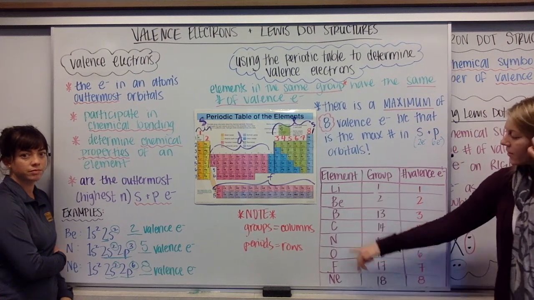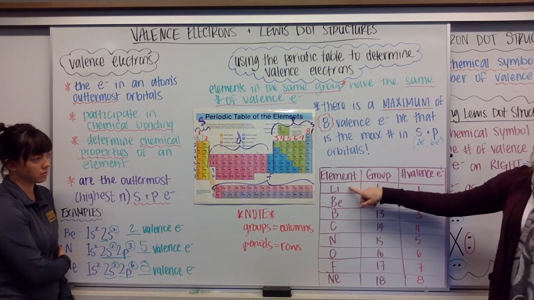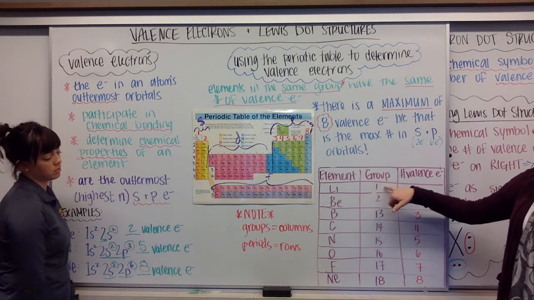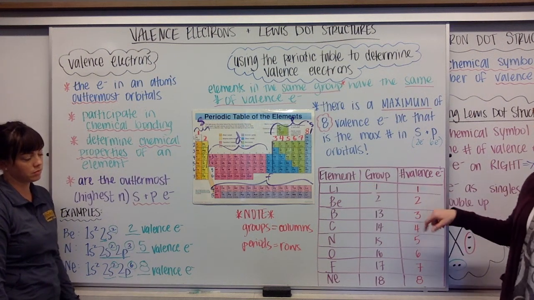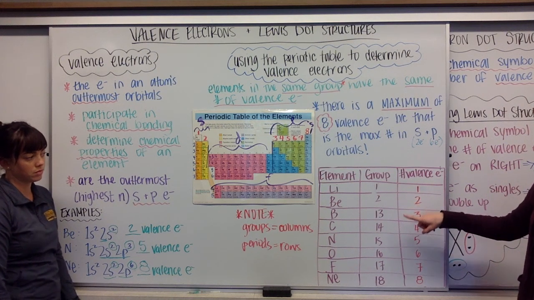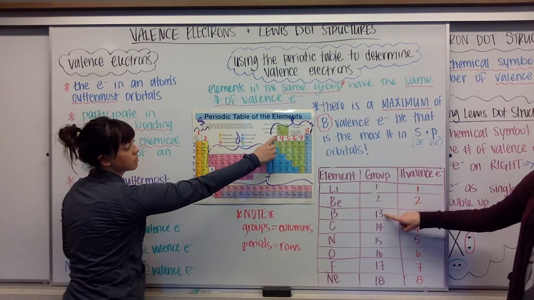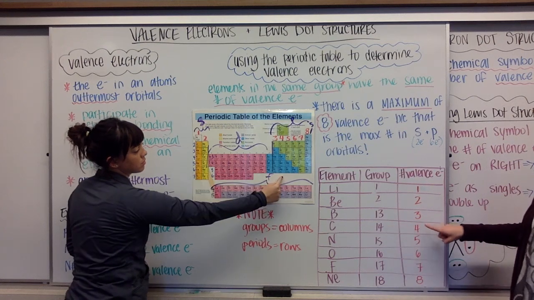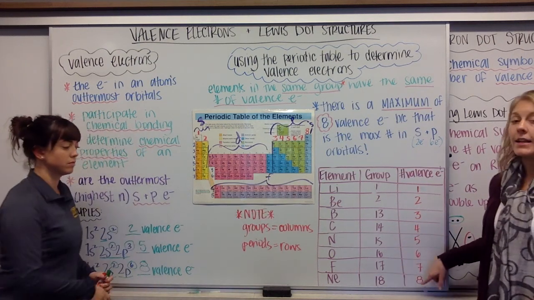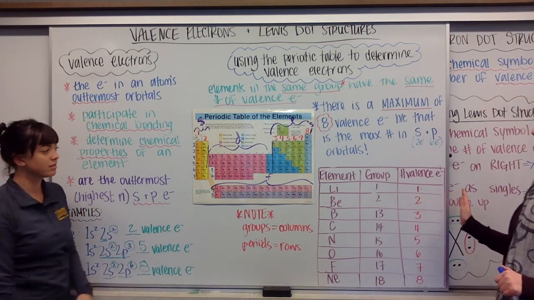We also have a table here that shows you, for each of the elements, what group they're in and the number of valence electrons. So group 1, 1 valence electron. Group 2, 2 valence electrons. And then we jump to 13, which has 3 valence, 14 has 4, 15, 5, 16, 6, 17, 7, and 18, 8 valence electrons.